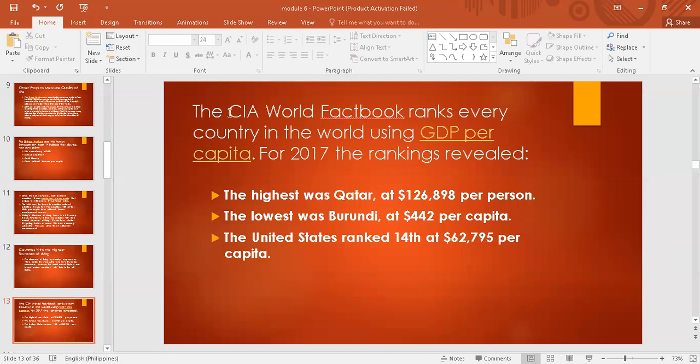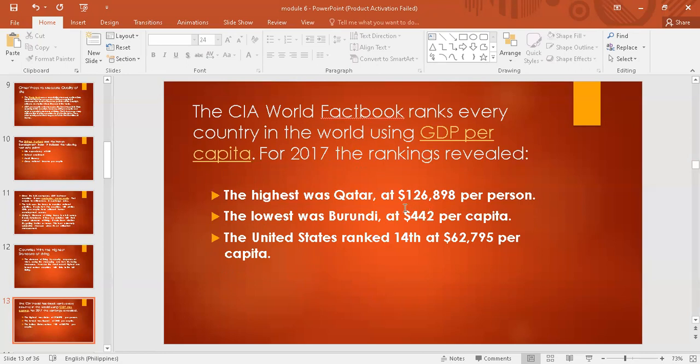Ito po, ang nag-conduct nito ay CIA, no? Every country in the world using GDP per capita. So, gross domestic product per capita yung gamit, hindi human development indices. Noong 2017 po, ito yung ranking. Ang pinakamataas na standard of living ay sa Qatar, kung saan per person, ang kanyang average na kinikita ay $126,898 per person.